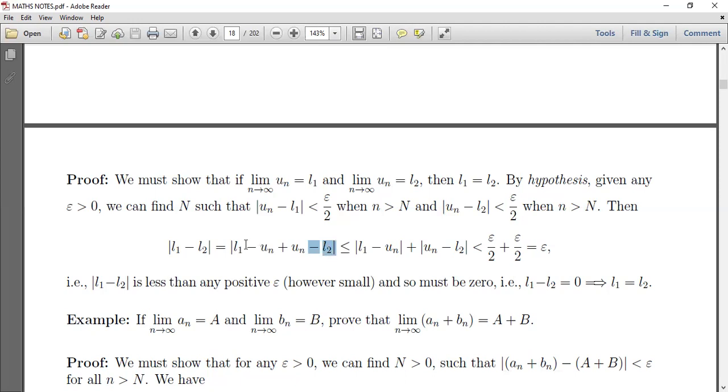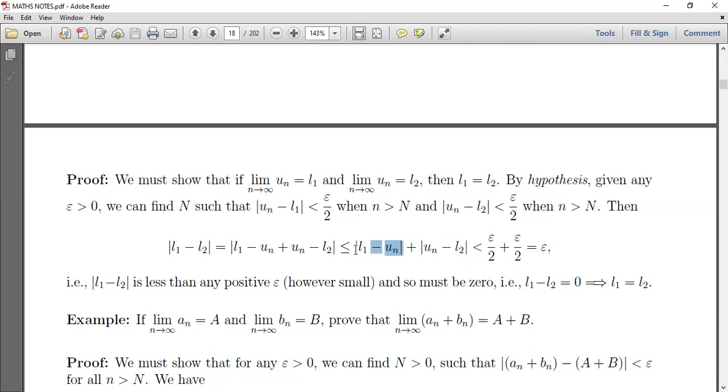Since I am subtracting AN and adding AN, this is equivalent to L1 minus L2, because I just added AN and subtracted AN. Then we know that this is always less than L1 minus AN plus AN minus L2. So I'm now splitting this into two: L1 minus AN plus, using the triangle inequality, AN minus L2.